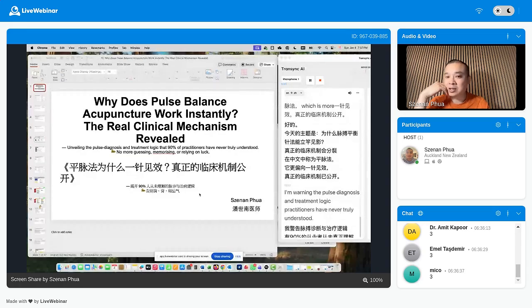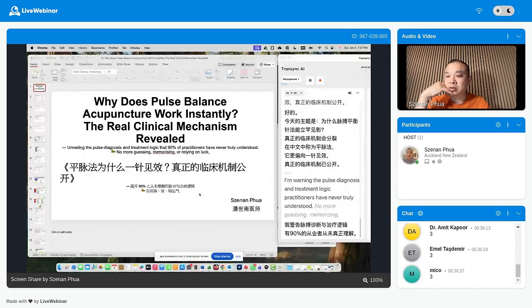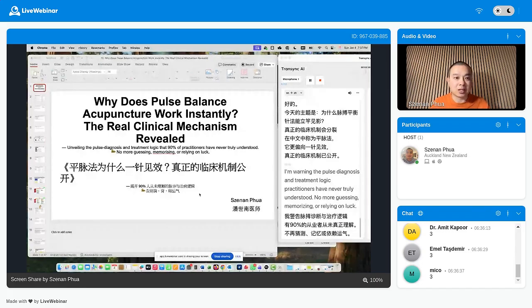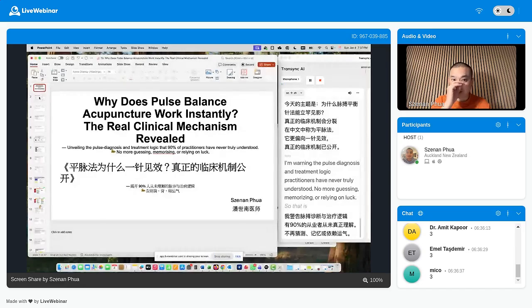Unwinding the pulse diagnosis and treatment logic that 90% of practitioners have never truly understood. No more guessing, memorizing, or relying on luck. So that is my topic today.